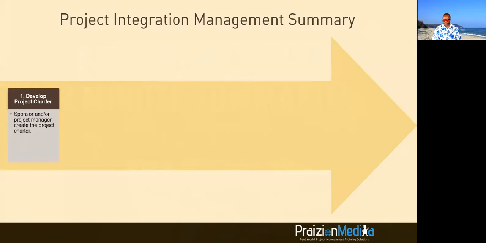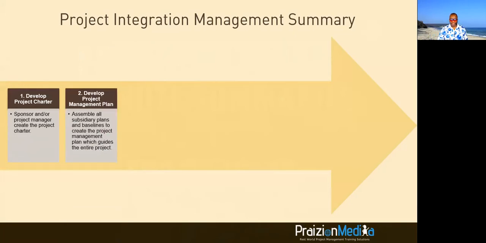The first process is develop project charter. And this is where we authorize the project. Second process is develop project management plan. And this is where we assemble all of those tiny little plans to get one cohesive plan that cuts across all areas for the project.